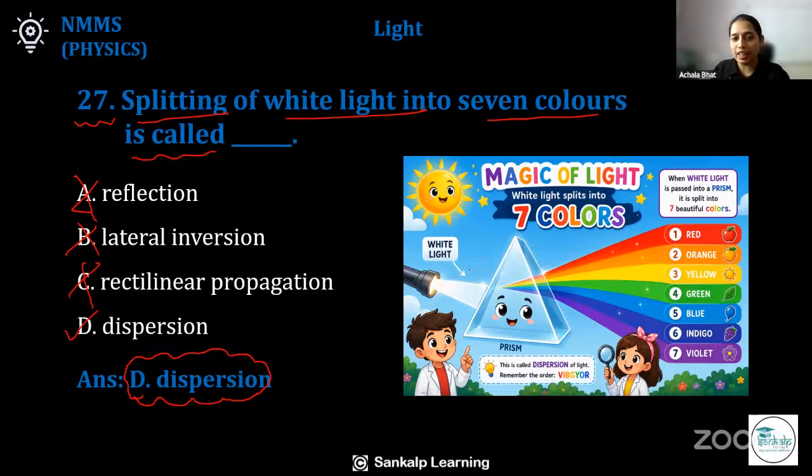When white light is passed through this prism, it splits into seven colors. This is called dispersion of light. To remember this order, you can learn by heart VIBGYOR. V for violet, I for indigo, B for blue, G for green, Y for yellow, O for orange, and R for red.